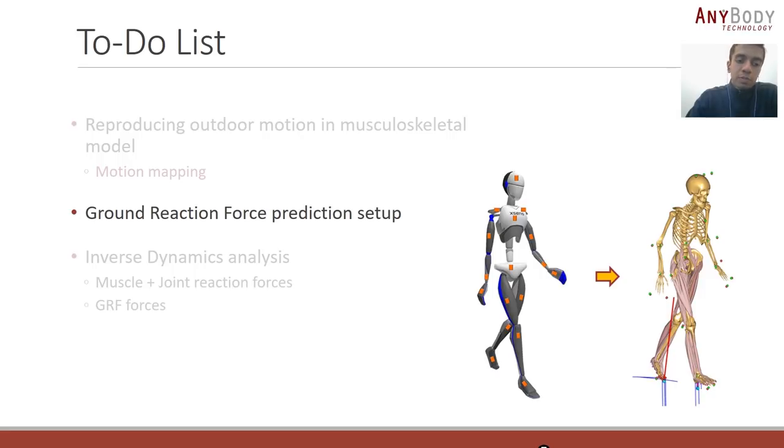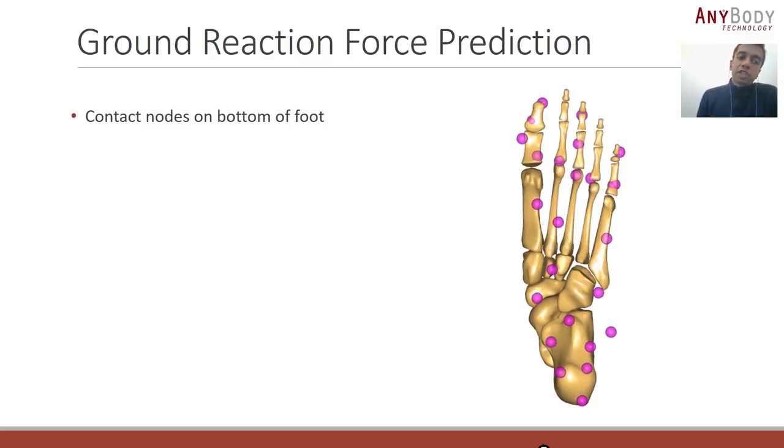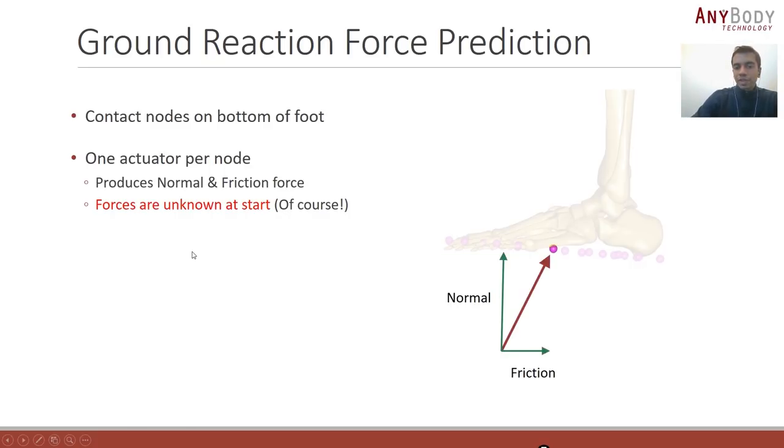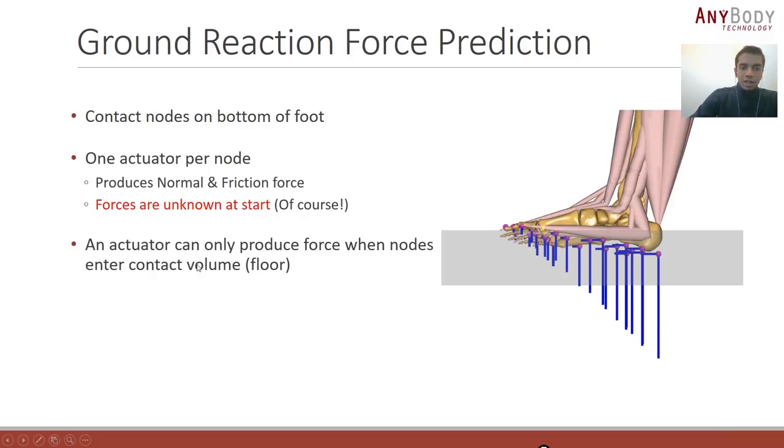So the next step of the process is to set the model up for ground reaction force prediction. The first step for this is to add some contact nodes on the bottom of both feet of the AnyBody model. And for each node, you have one actuator, which is capable of producing both a normal as well as a friction force. And of course, the forces in these actuators are unknown at the start, because this is a force prediction procedure after all. Another requirement is that each of these actuators can only produce forces when the nodes actually enter a certain contact volume, which is represented here by the gray box. And this volume represents the surface of the floor.